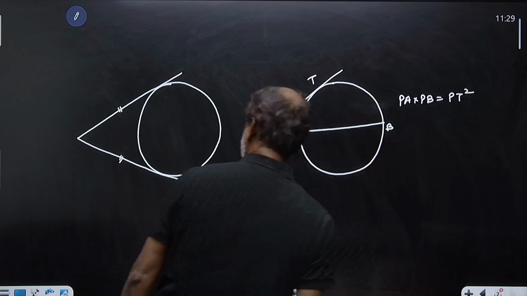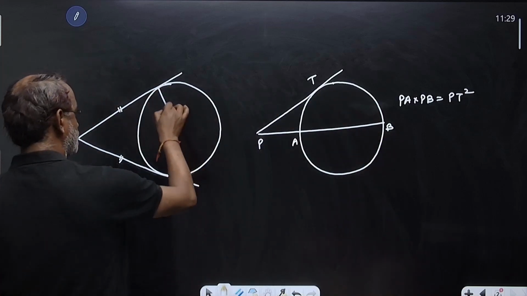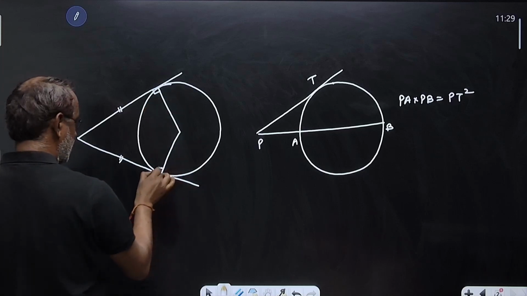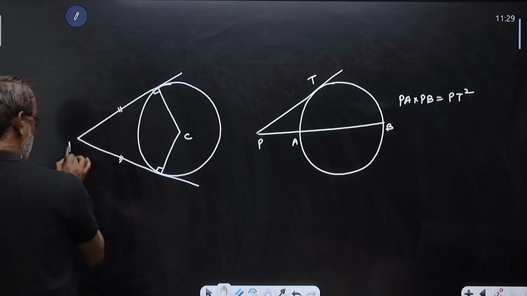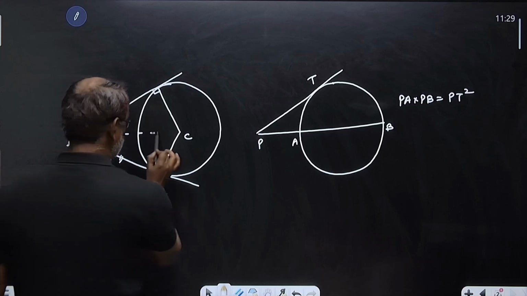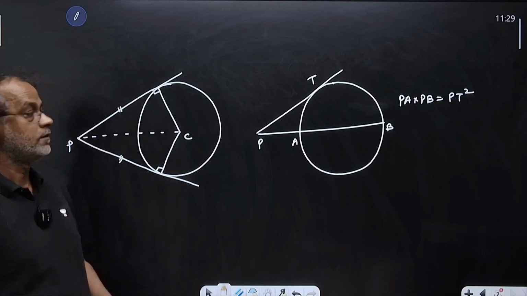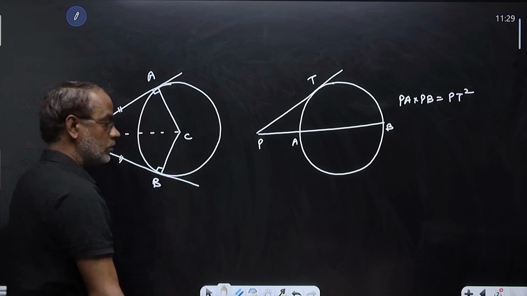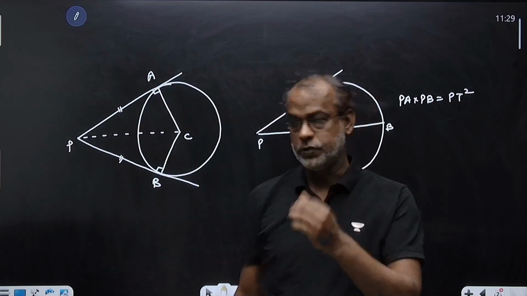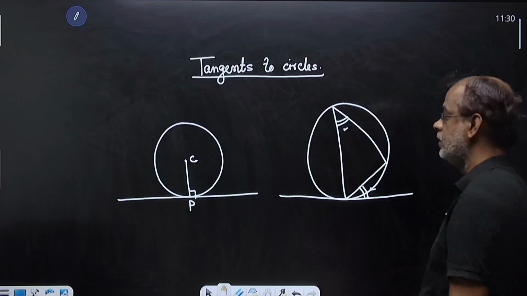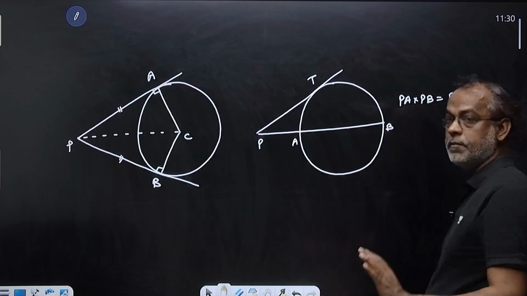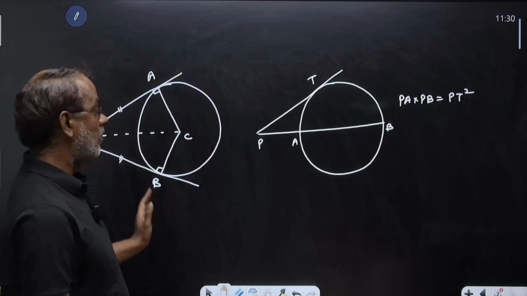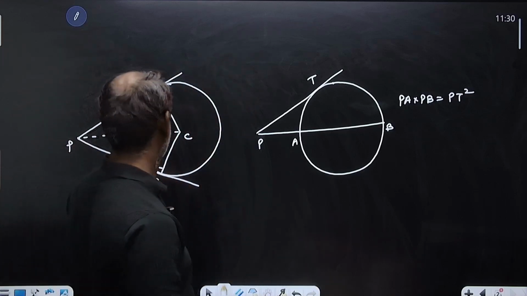And at the fag end, what did we cover? Since these angles are 90 degrees, the circle with CP as diameter will pass through these points of tangencies. So I just took your first 5 minutes to make you recall the things that we covered in the previous video. We also did questions on it.